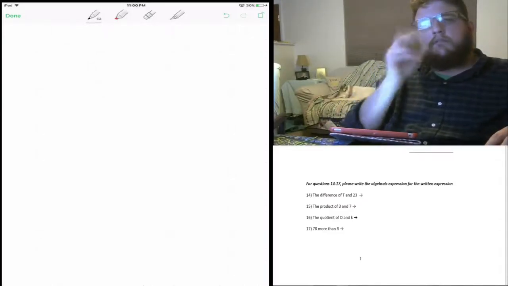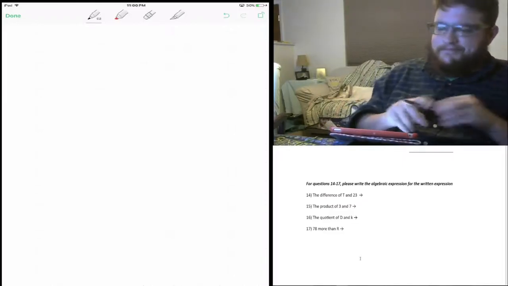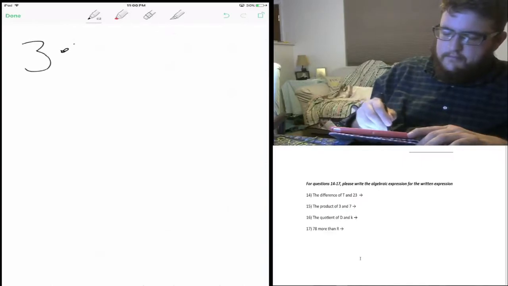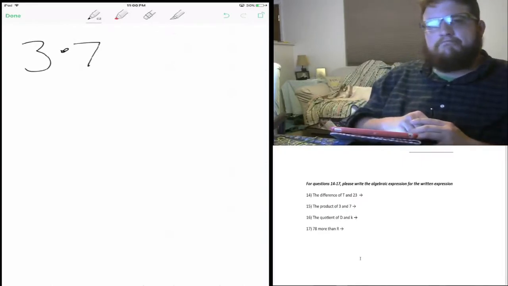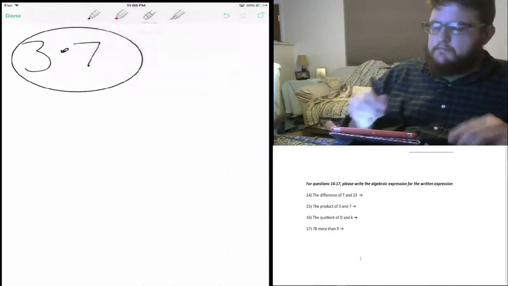Number 15 says the product of 3 and 7. Remember that product means multiplication, so this is the multiplication of 3 and 7. And that's that.